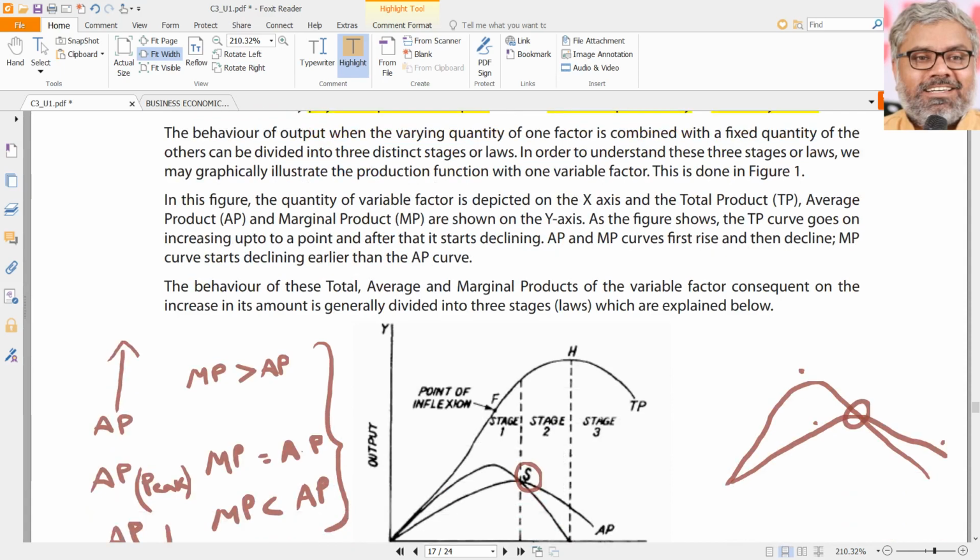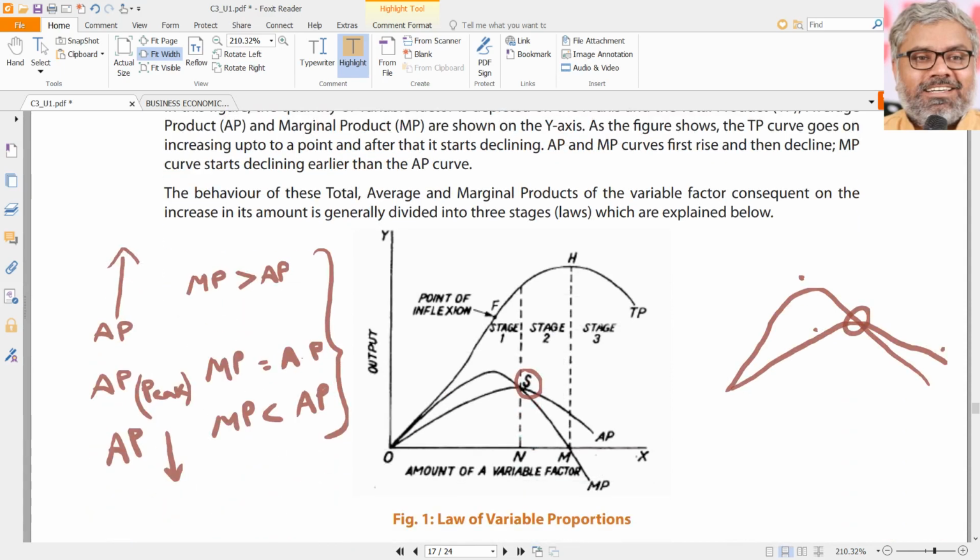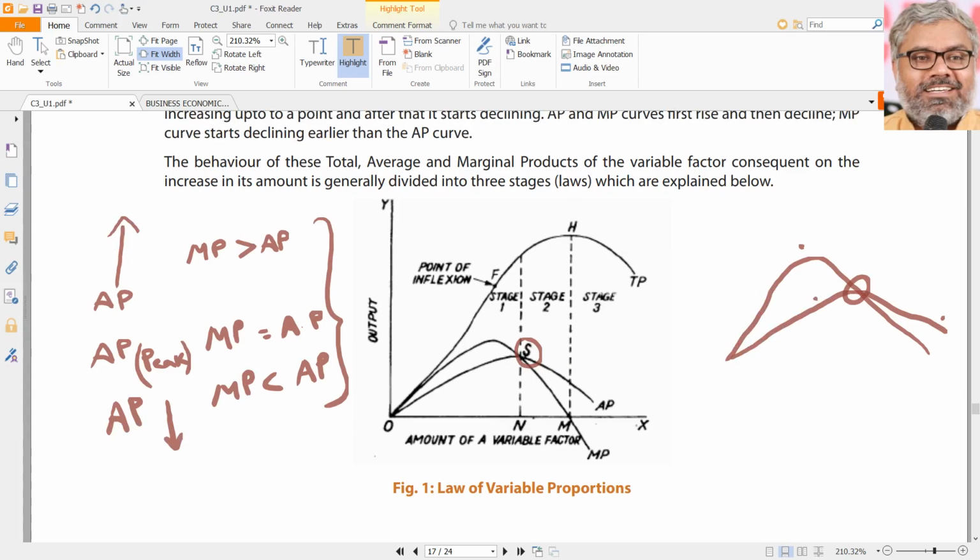That is the law of variable proportions, how the behavior of total product, average product and marginal product can be depicted in one graph is shown in this figure number 1. Once again, you have to be very, very thorough with this graph, preferably by practicing yourselves and developing the ability of drawing it yourselves.